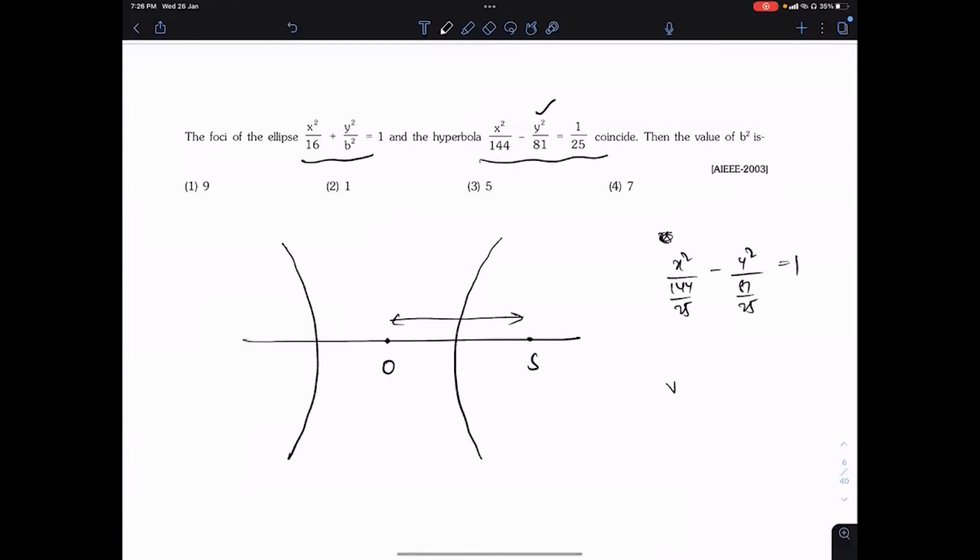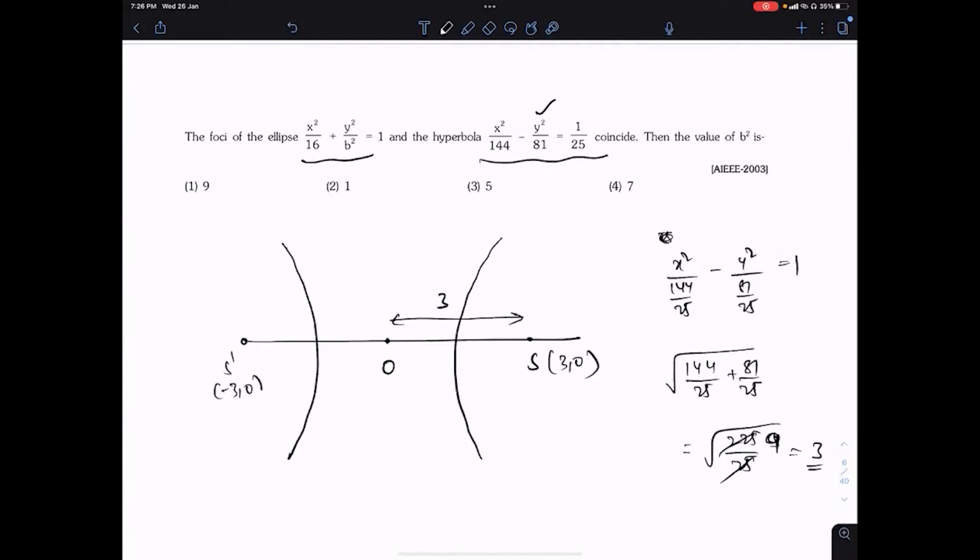So how far will be the foci? Root over a square plus b square, 144 by 25 plus 81 by 25. So which is square root of 225 by 25, which is 9. So which will be 3. Okay. So what are the foci of the hyperbola? 3, 0 and minus 3, 0.